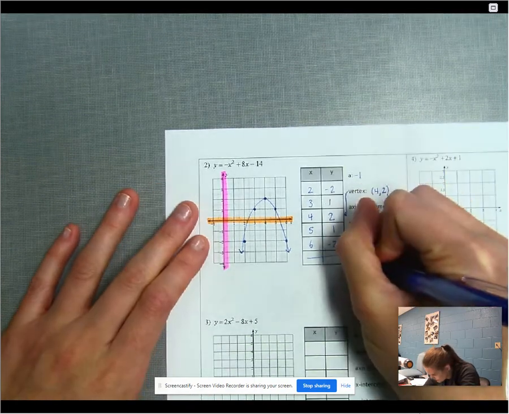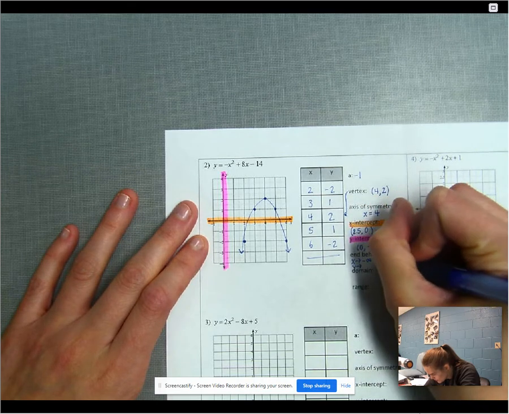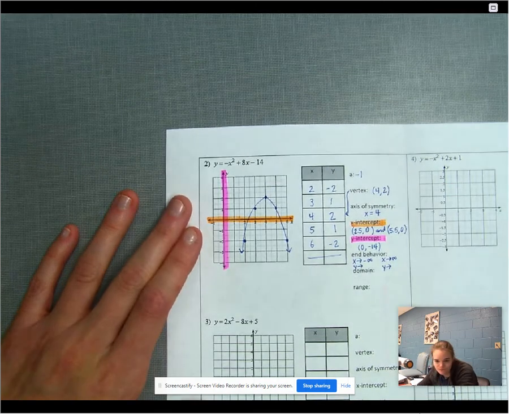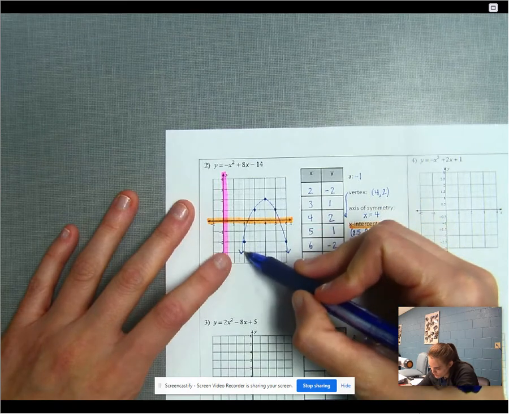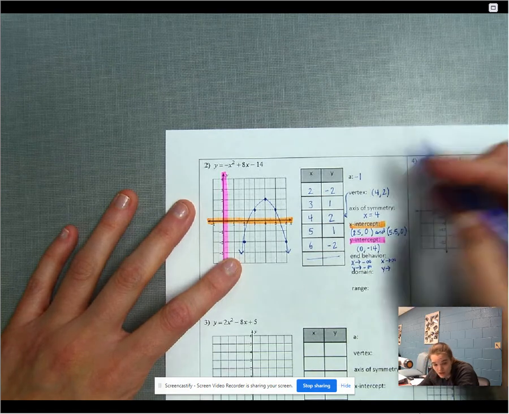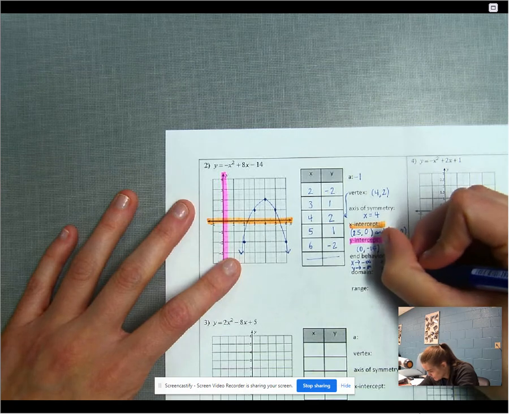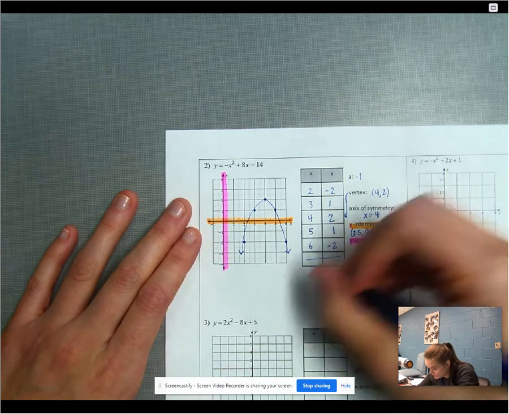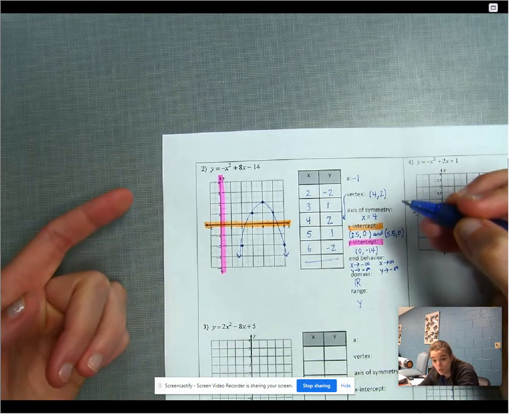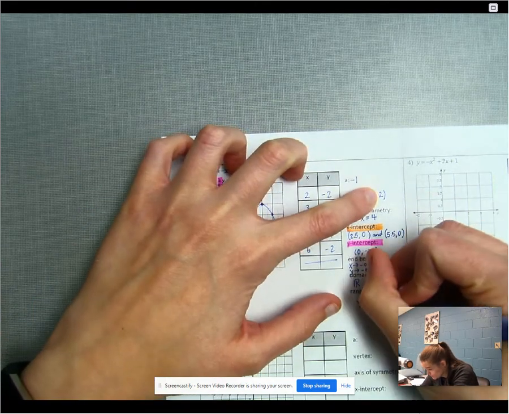In end behavior, when x approaches negative infinity, y approaches what? And when x approaches positive infinity, y approaches what? When x is going towards negative, y is also going down, so it's negative infinity. And when x goes towards positive infinity, y is going down, so it's negative infinity as well. The domain is all real numbers. The range is y is, it's pointing down, less than or equal to 2.